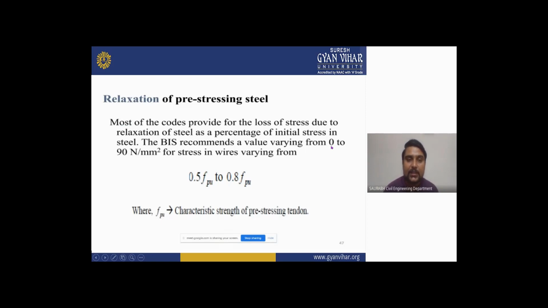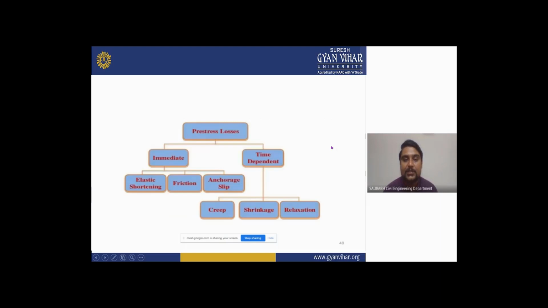There is relaxation of pre-stress steel. Most of the codes provide the loss of stress due to the relaxation of steel as a percentage of initial stress in the steel. The BIS recommends a value varying from 0 to 90 Newton per mm square for stress in wires varying from 0.5 fpu to 0.8 fpu, where fpu is the characteristic strength of the pre-stressing tendon. Now this flowchart will show you how we will see the losses in pre-stressed concrete. First one is immediate, and second one is time dependent.